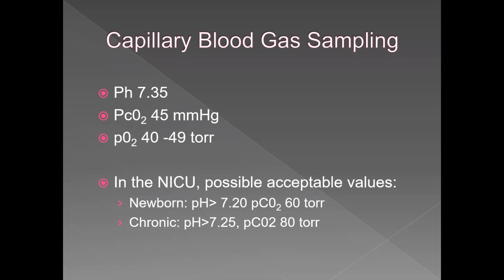Typically, a capillary PO2 runs about 10 torr less than arterial PO2. So if you come up with a PO2 of 49 on your capillary blood gas, add 10 to that number, and that's what you most likely will see with your arterial oxygen level. So 59 would be what the PaO2 is.